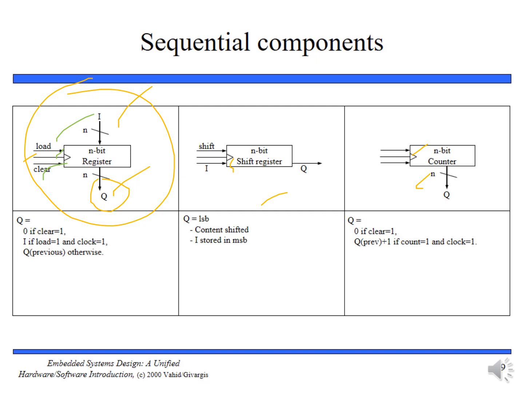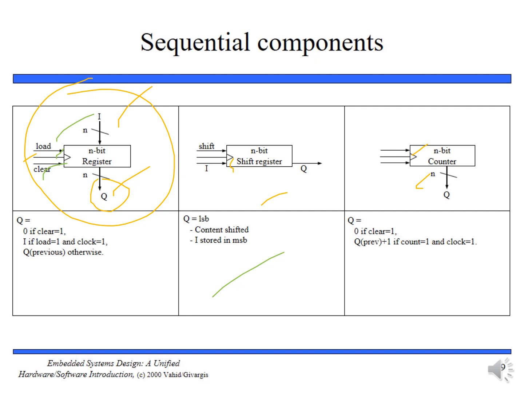It doesn't matter what the input is. If the clear bit is high, it will clear everything. Because all n bits of the register can be stored in parallel, we often refer to this type of register as a parallel load register. All the bits are loaded in parallel, which is different from a shift register. When load is 1 and clock is rising, I will be loaded and appear at Q. When clear is 1 and clock is high, everything will be cleared.